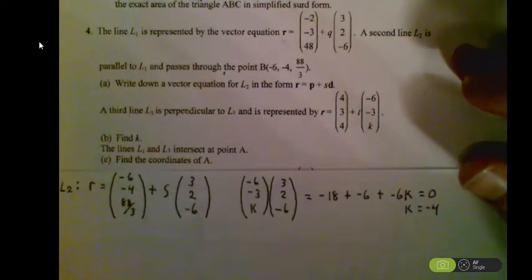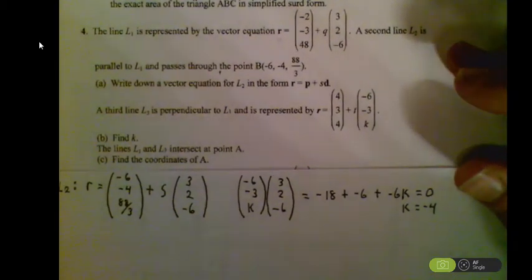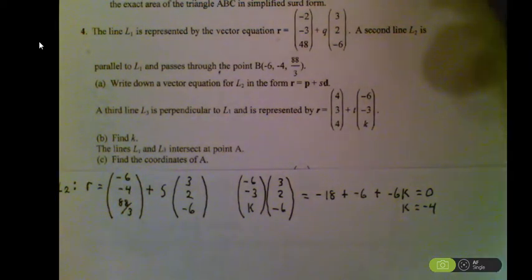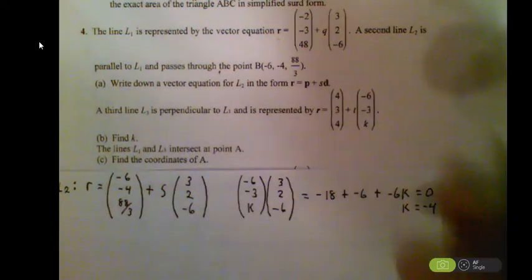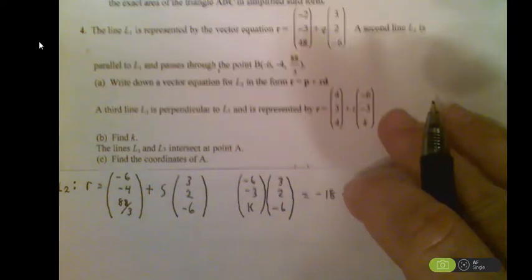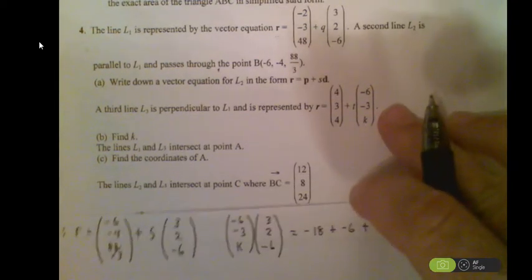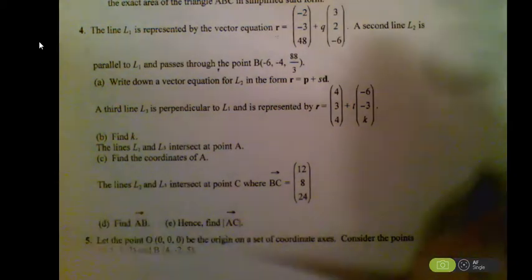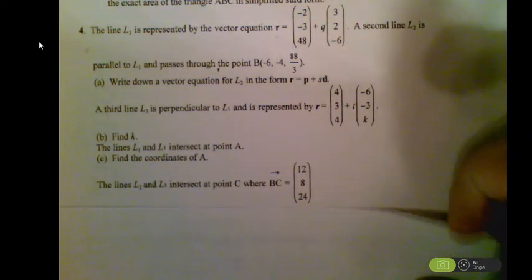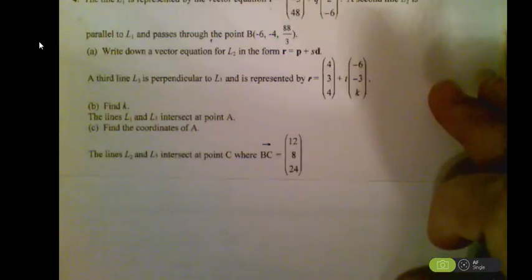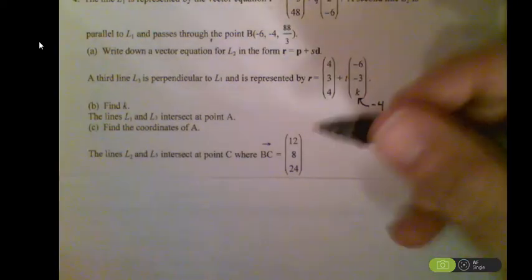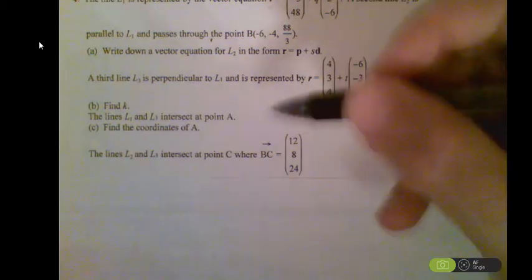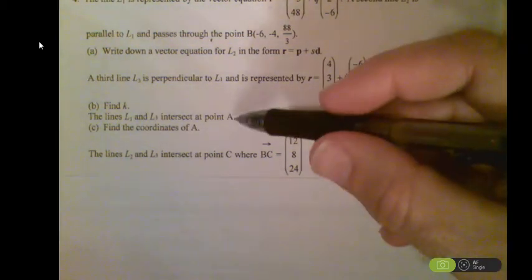Right here, so the lines L1 and L3 intersect at point A. This is something that we've done quite a bit in this chapter. We've also done it in worksheet A as a similar problem to this. Let's see how far is this one going here. So let me do this. So they're referring to line 1 and line 3. So we're just going to be looking at those two equations for this one. So those guys intersect at point A.